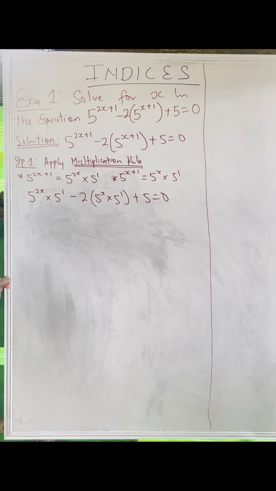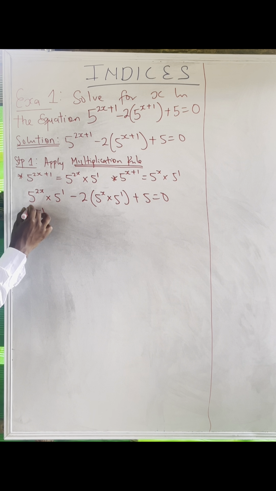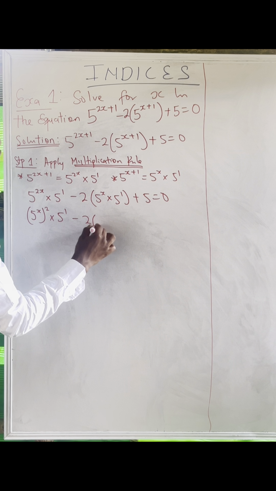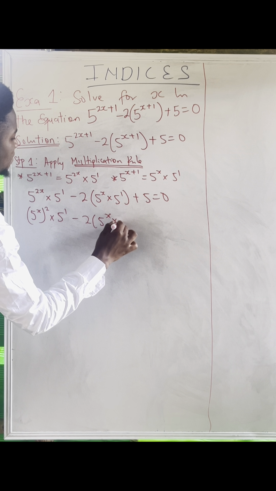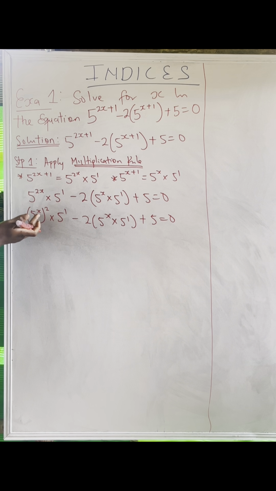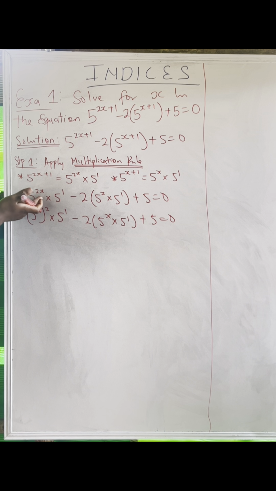Now, once we've written this, you will note that from the power law, this particular expression, 5 raised to power 2x, I can write as (5 raised to power x) all squared times 5 raised to power 1, minus 2 times 5 raised to power x times 5 raised to power 1, plus 5 equals 0. If I multiply these together, I will still get this back.